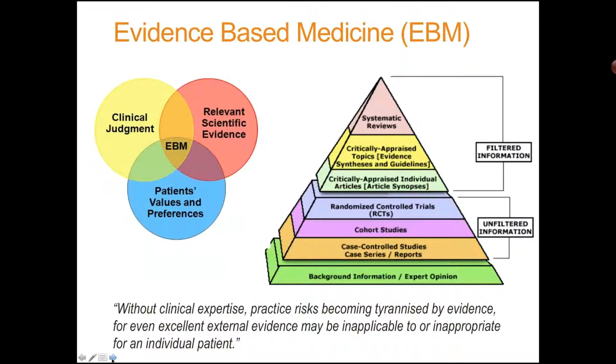In fact, I can show you now, whereby we see systematic reviews of certain subjects at the top of this, what is called the evidence-based pyramid of knowledge and scientific information. We also see randomized controlled trials as part of this pyramid. We see critically appraised topics or evidence-based synthesis and guidelines, as well as critically appraised individual articles or article synopsis. So that's kind of the pyramid of evidence-based medicine that we refer to on a regular basis.